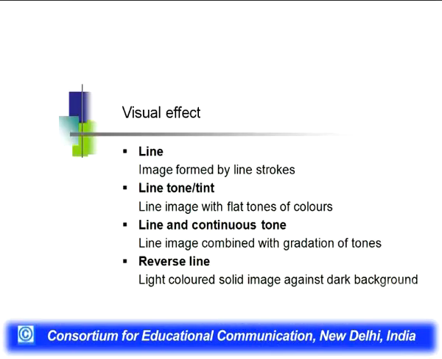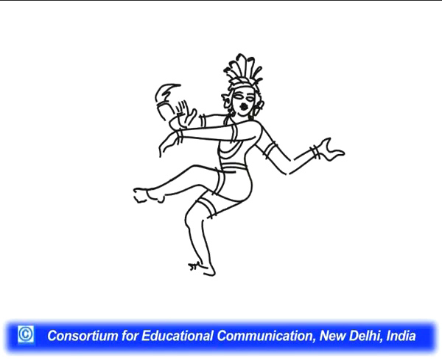Now the physical characteristics. There are different effects that can be rendered in this physical form of visuals, that we call visual effect. Line image. The first one is an image formed by solid strokes, line image. I have shown you one image in color. See this black image. It is a line image. Naturally, a line is forming the image. That is line image.